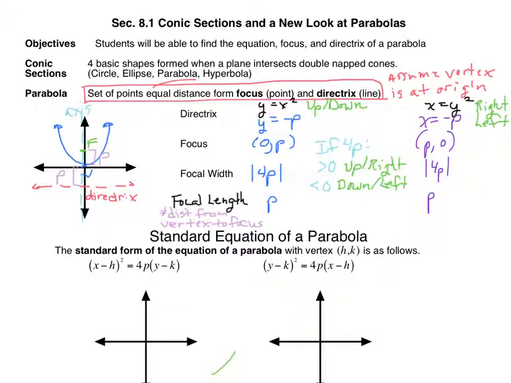Any issues, problems, or concerns before we look at when we don't have our vertex on the origin?